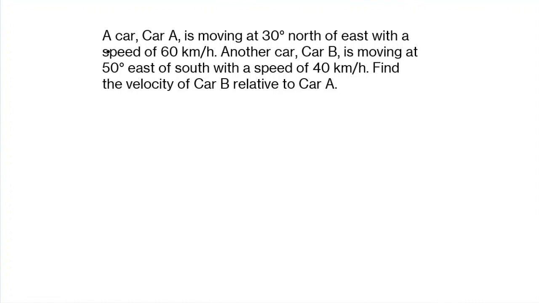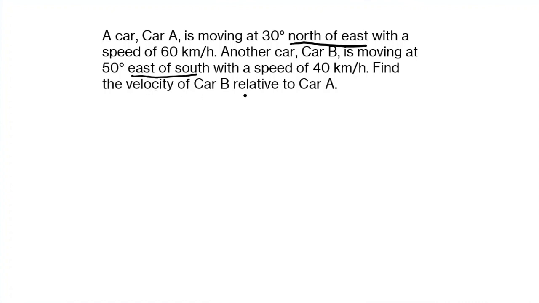Let me read the question for you. A car A is moving at 30 degrees north of east. North of east, remember. When they say north of east, we explained this in a previous session when we were learning vectors, right? Here we are now applying them. So take note of these things. With a speed of 60 kilometers per hour. Another car B is moving at 50 degrees east of south, again with a speed of 40 kilometers per hour.